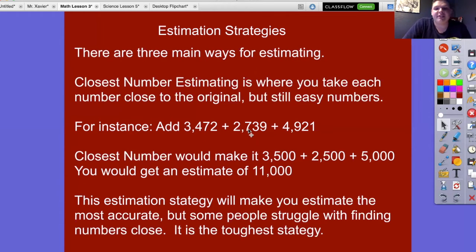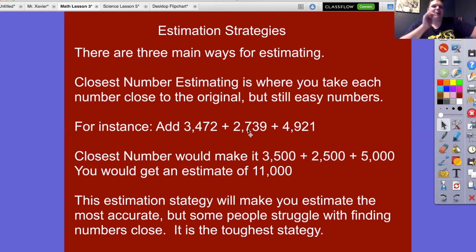3,472 plus 2,739, 4,921. Closest number would make it 3,500 because that 4 is really awfully close to the 500. I feel like it would be too far away if I underestimated to 3, and I feel like it would be too far away if I overestimated to 4,000. And then I did this one, it's 2,500.